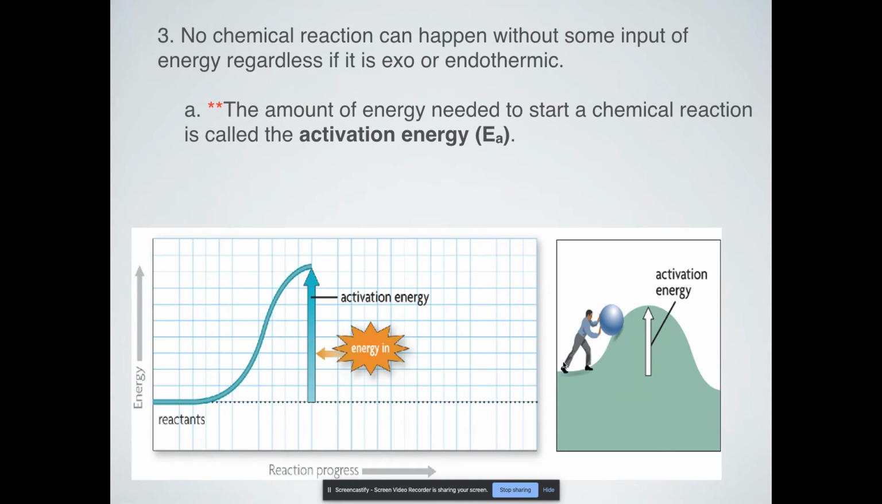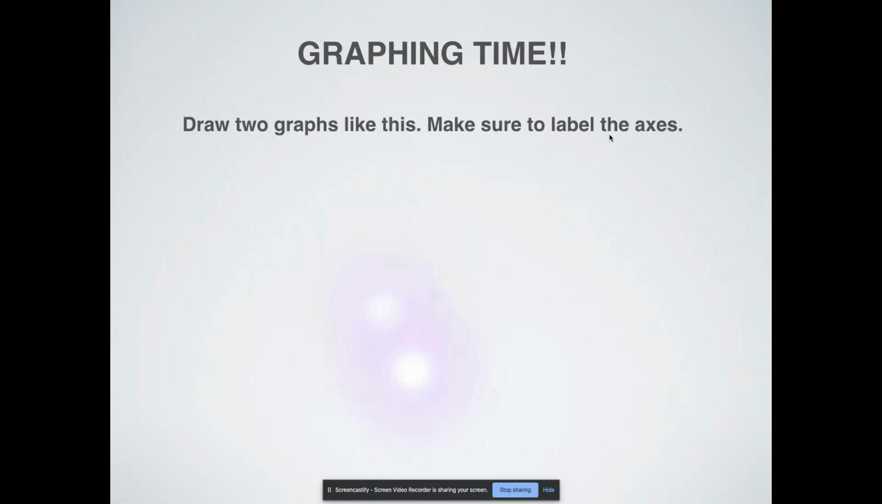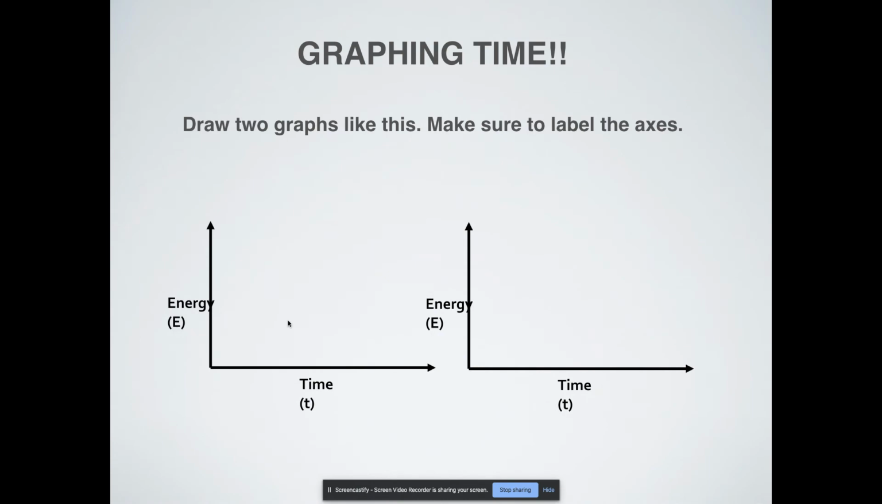So it's like pushing a boulder or a ball up a hill, right? So let's say, you are expending energy. So I'm expending energy, I'm moving this up, up, up, up. When it hits the top of the hill, it's going to automatically travel all the way down. All right, graphing time. 2 graphs. Boom. Label 1 energy, label the bottom part time.